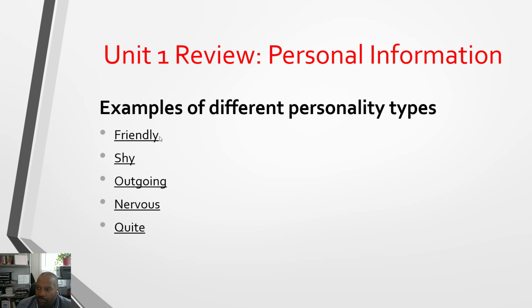So what are some examples of different personality types? I have a few here. One might be somebody who is friendly. That's a personality type. Someone could be shy. Someone could be outgoing. They could also be nervous, somebody who's just really nervous all the time. And somebody who's quiet. So friendly, shy, outgoing, nervous, quiet. Those are examples of different personality types.